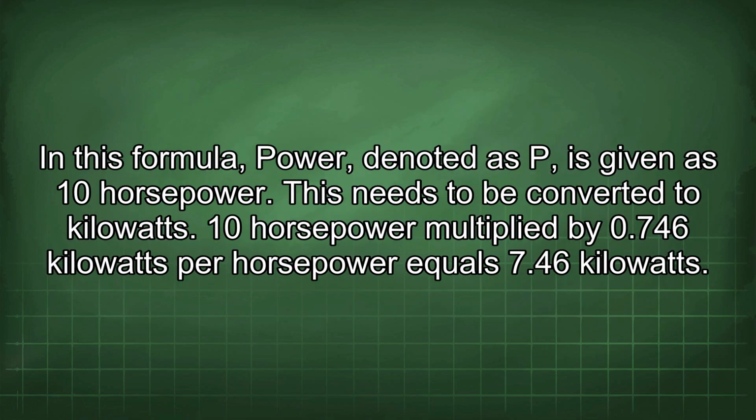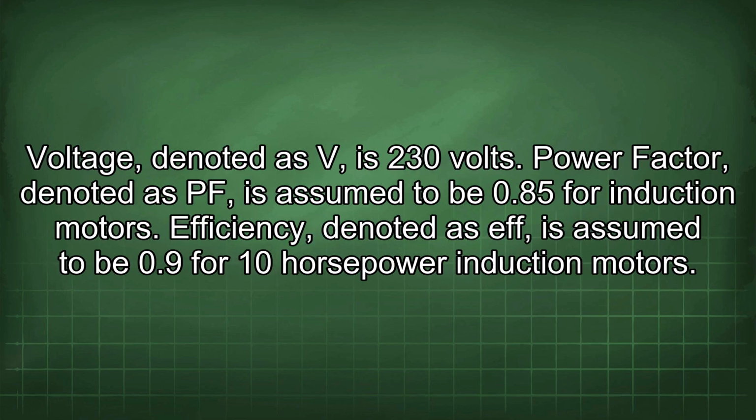In this formula, power, denoted as P, is given as 10 horsepower. This needs to be converted to kilowatts. 10 horsepower multiplied by 0.746 kilowatts per horsepower equals 7.46 kilowatts. Voltage, denoted as V, is 230 volts. Power factor, denoted as PF, is assumed to be 0.85 for induction motors. Efficiency, denoted as EFF, is assumed to be 0.9 for 10 horsepower induction motors.